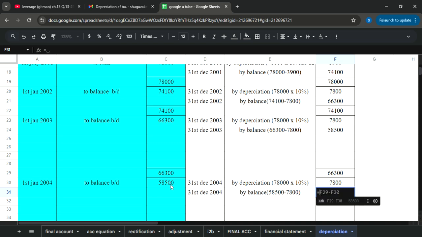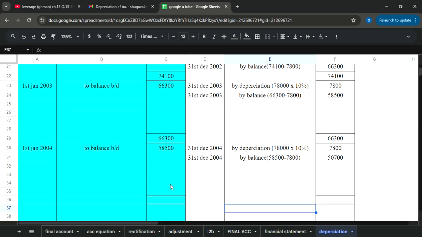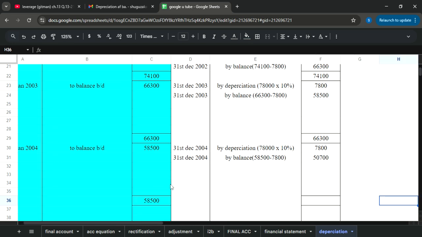Once again, what have you done? 58500 minus 7800. This would calculate your balance. Alright guys, now the last step is to check out the total. Total of this debit side is 58500, and let's take a sum of these two amounts, balance plus amount of depreciation. As you can see, both sides are equal. This is our answer at the end of the fourth year.